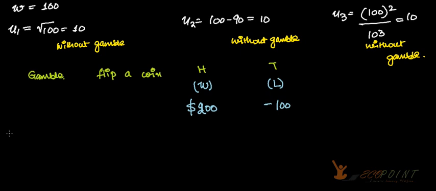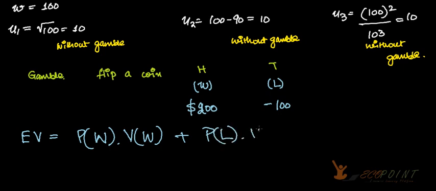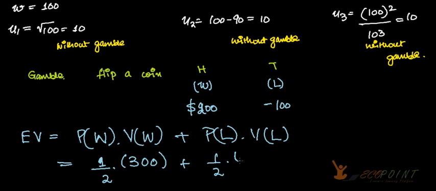Okay, now let's take up the first case. First of all, let's find out the expected value of this gamble. Expected value of this gamble is probability of winning into the value on winning plus probability of losing into the value of losing. Probability of winning is 1 by 2, value of winning is 100 plus 200, that is $300, plus 1 by 2 into 100 minus 100, that is 0. So that is $150. So this is definitely better than a fair bet. A fair bet would have fetched you an expected value of 0.